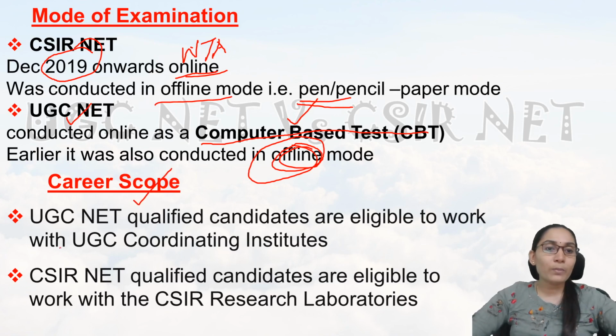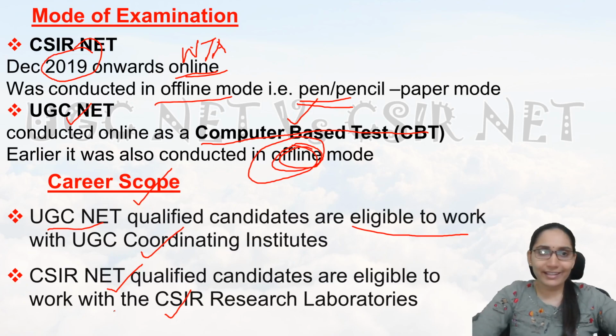Now career scope. The UGC NET qualified candidates are eligible to work with UGC coordinating institutions, and the CSIR NET qualified candidates are eligible to work with the CSIR research laboratories. So this is the career scope after clearing these exams.